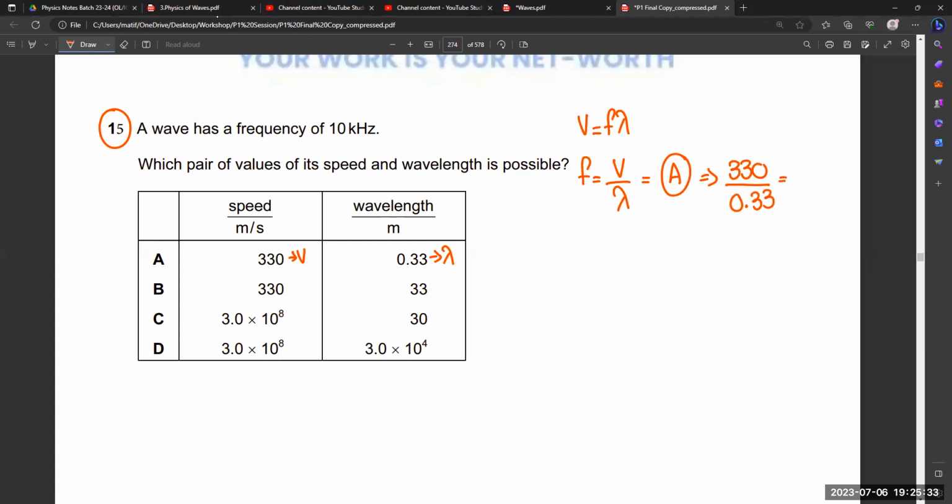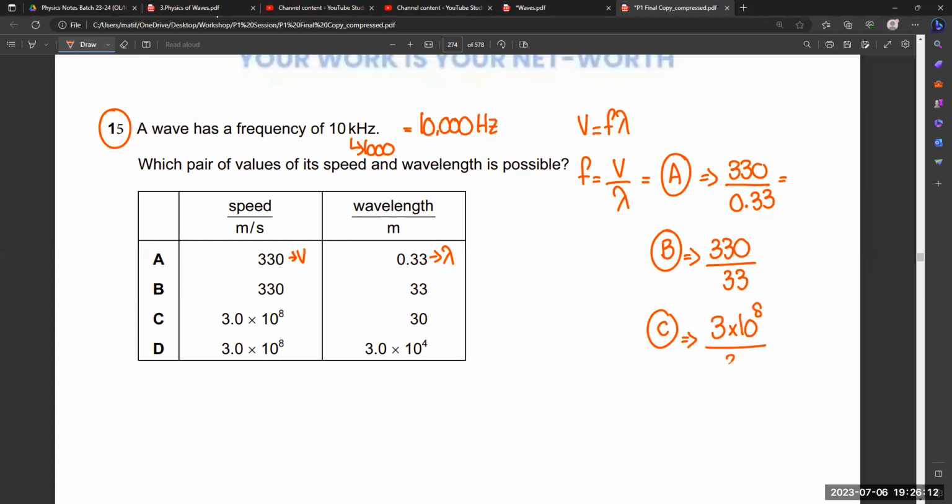So you will get 10K, which means 10,000 hertz. In simple words, 10 kilo, 10 thousand. So you just need to divide the values, and you will get the answer 10,000. That will be our final pair. Same for option B, 330, same goes for option C, same goes for option D. So which option gives you the value 10,000?